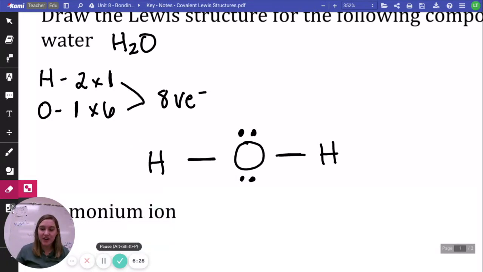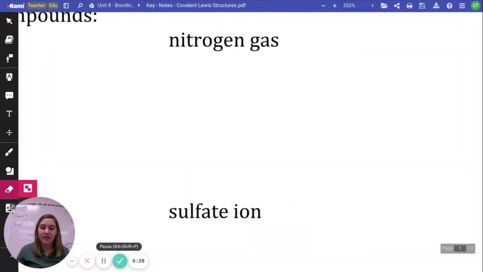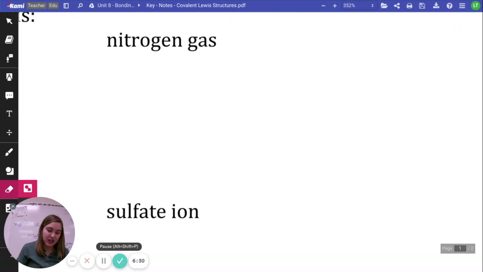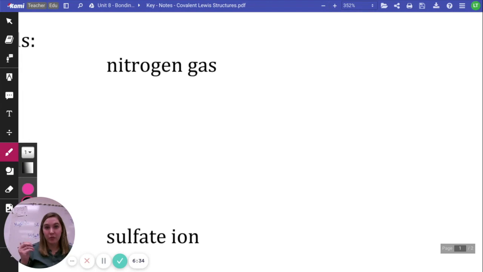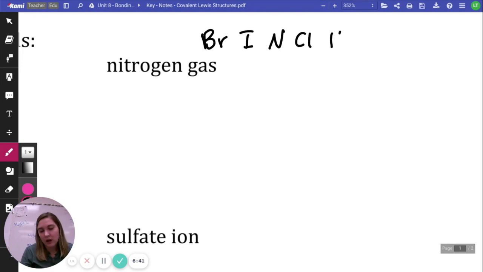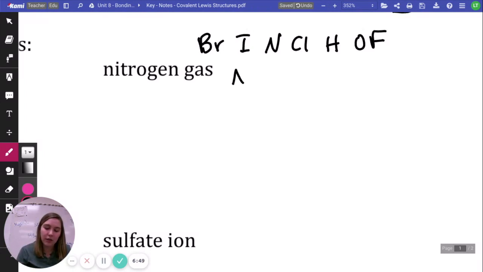Okay, let's try our next one. So our next one is nitrogen gas. So if you remember, nitrogen is part of Brinkelhoff: bromine, iodine, nitrogen, chlorine, hydrogen, oxygen, fluorine. So those are our elements that always come in 2s when they're by themselves. So that means nitrogen right here is going to have a formula of N2 because it's part of Brinkelhoff. It's a diatomic.